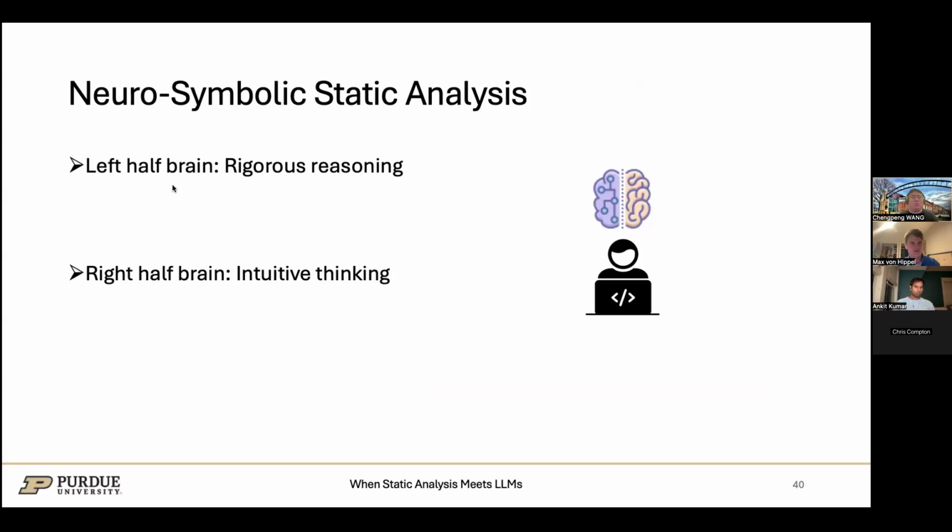So as a whole, we can design or instantiate the neurosymbolic analysis following how humans analyze code. As humans, we have the left brain and the right brain, and these two actually analyze or solve problems in two totally different ways. First, the left brain conducts rigorous reasoning. It's very similar to traditional program analysis, right? To analyze the code line by line.